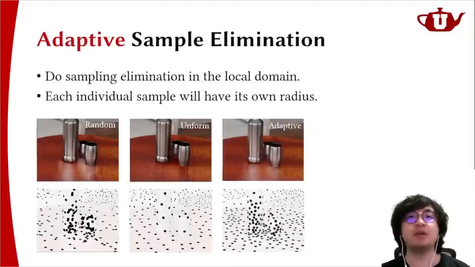We will address this problem by using adaptive sample elimination. We will adjust the Poisson disk radius of each virtual light based on the initial density. With adaptive sample elimination, we can preserve the density of initial candidates. This preserves the glossy reflection in this example.